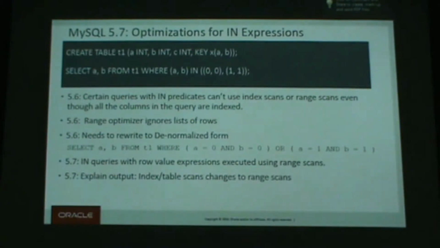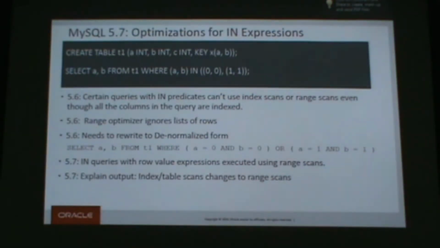One more key improvement is with respect to IN expressions. You can see the query here: select a, b from T1 where (a, b) in ((0, 0), (1, 1)). The where condition would be something like a equal to 0 and b equal to 0, or a equal to 1 and b equal to 1. This is the where condition that the user actually wants to give to the server.